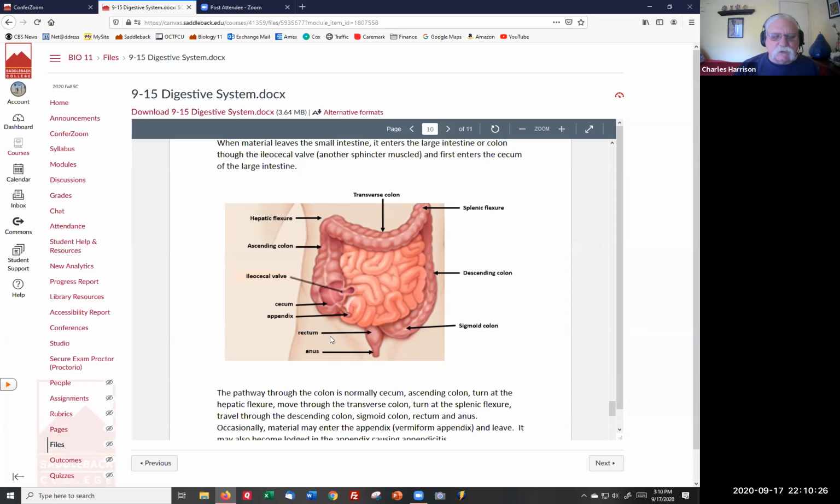The function of the colon is to reabsorb water, and that in turn compacts the waste. So we could put those two things as functions: reabsorption of water and compaction of waste.